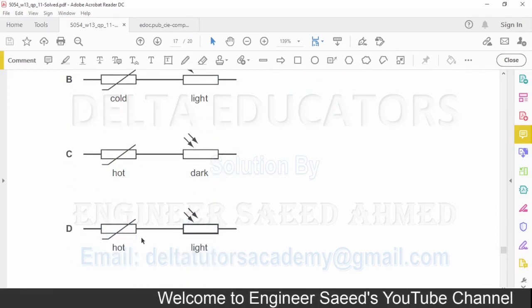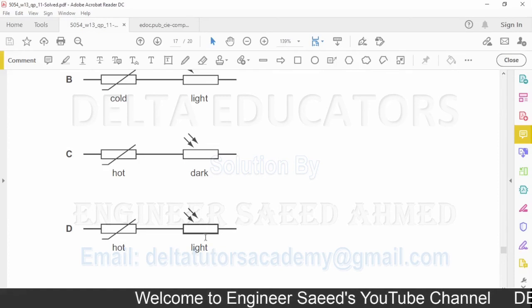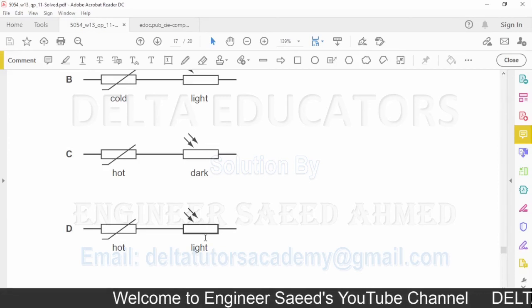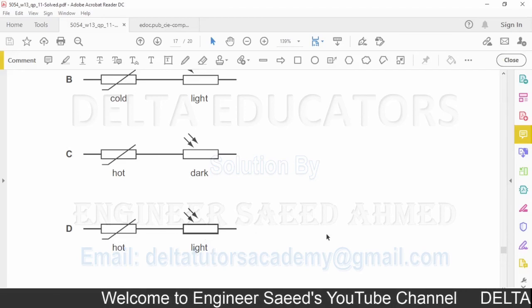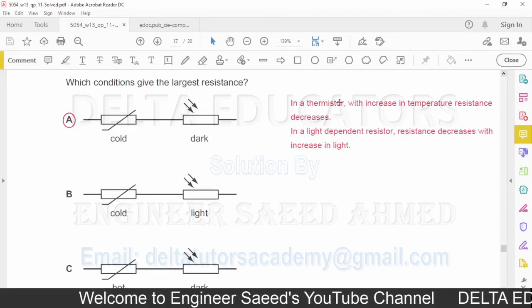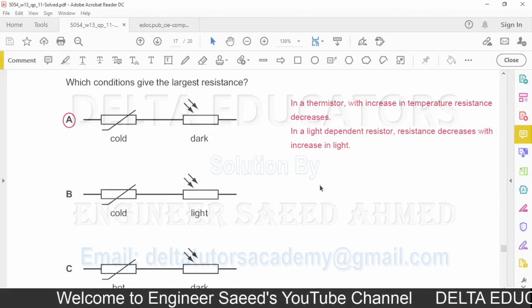In option D, the thermistor is hot and the LDR is in light. So here the resistance will not be maximum. Here the resistance will be minimum. So option D is also incorrect. Correct option is option A, where it is given that the thermistor is cold and the LDR is in dark.